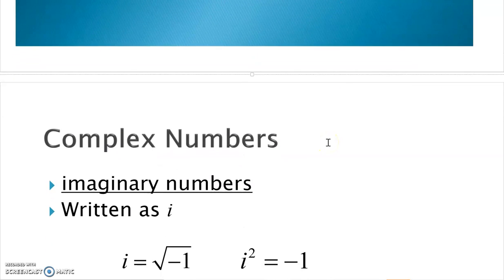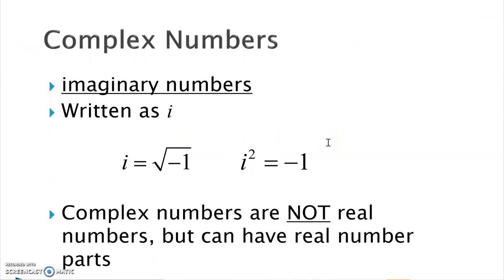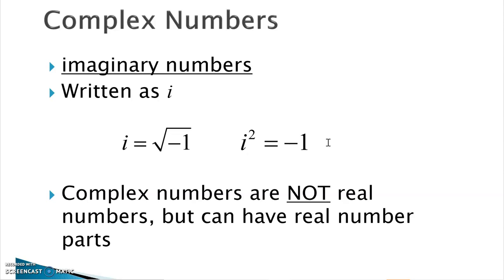Make sure everything that you see here gets written down in your notes. So complex numbers are what we call imaginary numbers, and they are written as i. i represents the square root of -1. So for example, i is the square root of -1. If I square both sides, I get i squared, and remember a square and a square root cancel each other out. That's how we end up with -1.